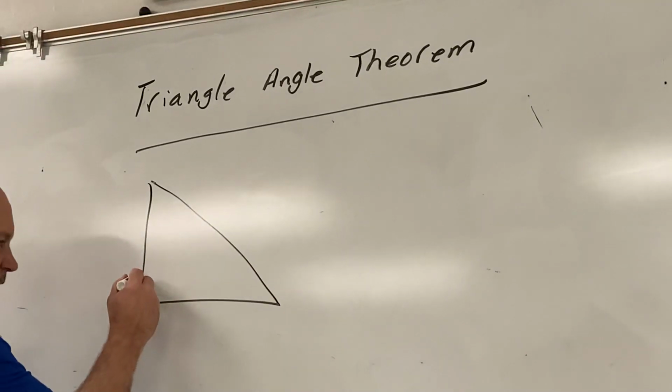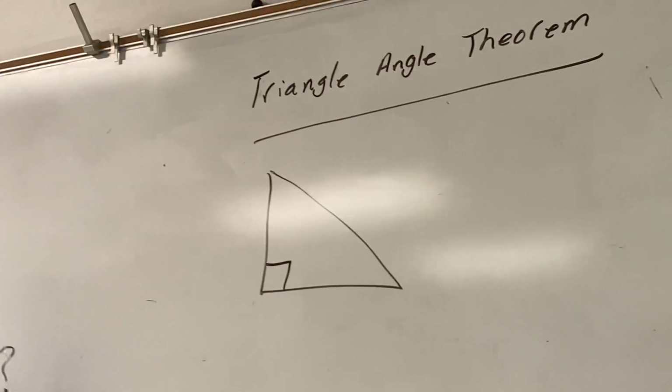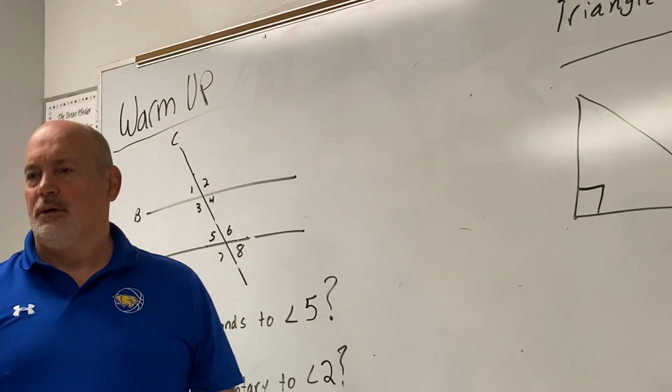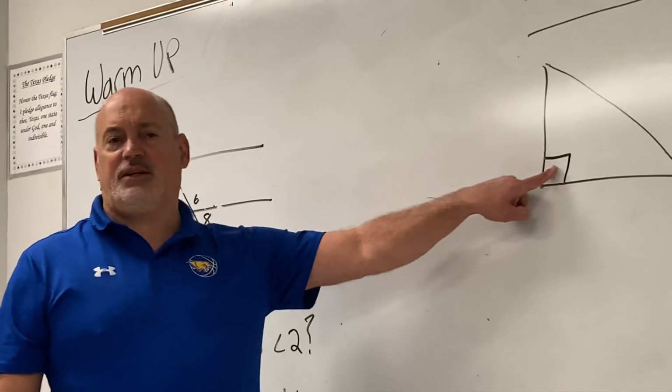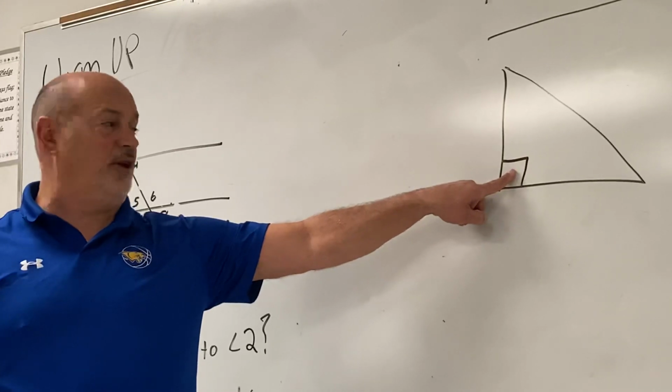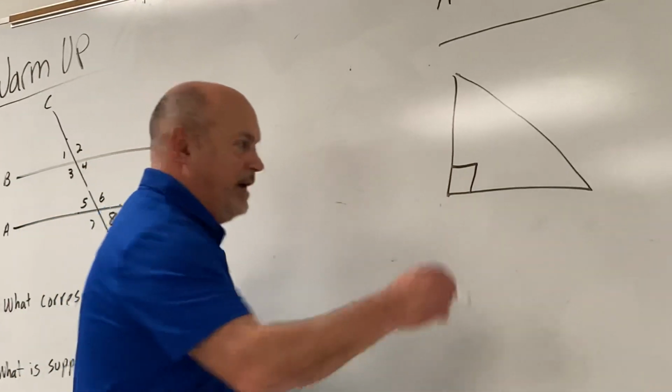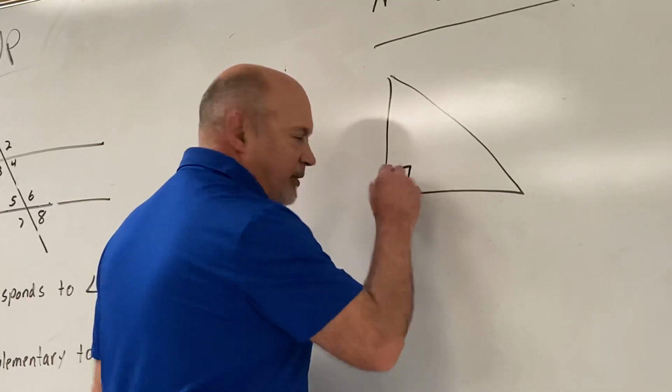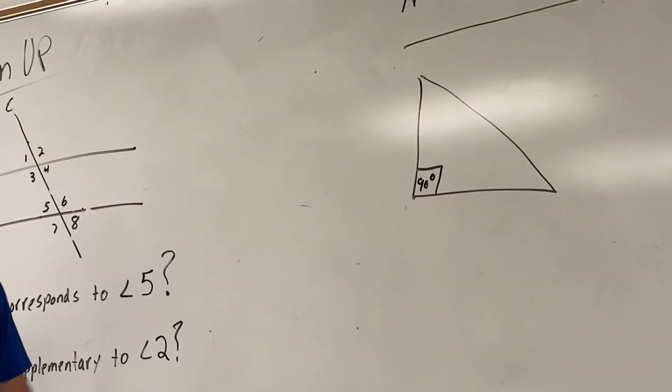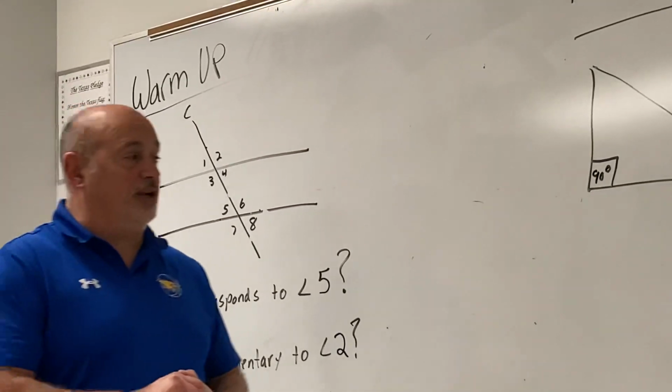It can be a right triangle. How do I know it's a right triangle? When you see the little 90 degree box in the corner. If you don't know that, that box means this one right here is always 90 degrees. Are you with me? Yeah. All right, so we'll start off with a right triangle.